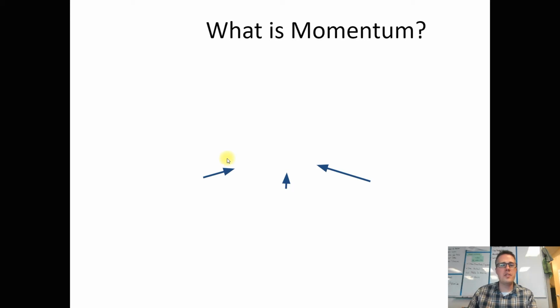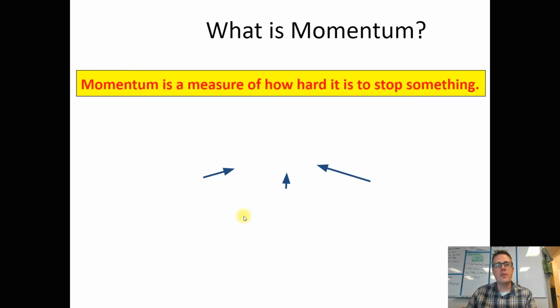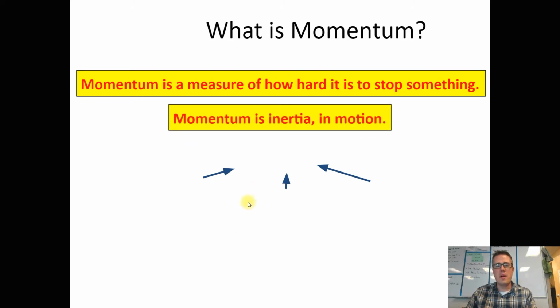So in your little booklet that you should have got from the front counter, we're going to do a little bit of notes and a practice example before you get started on some of your own. So the first thing we have to do is define this. The definition for momentum can be defined a few ways. I've defined it as a measurement of how hard it is to stop something. You could also think of it as momentum is inertia in motion.